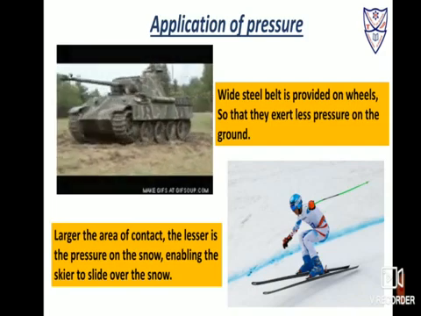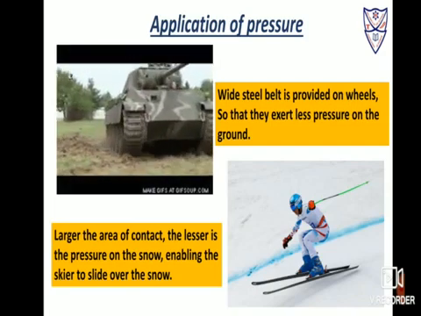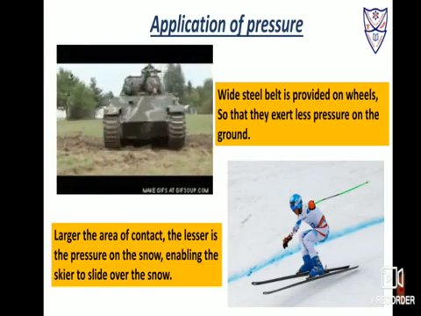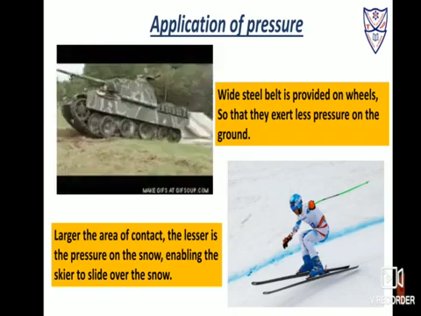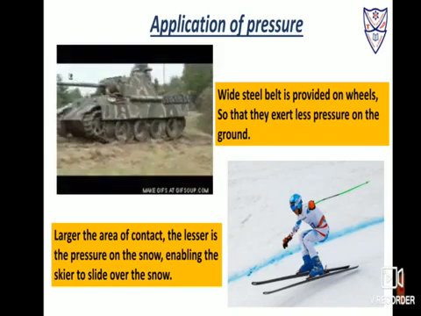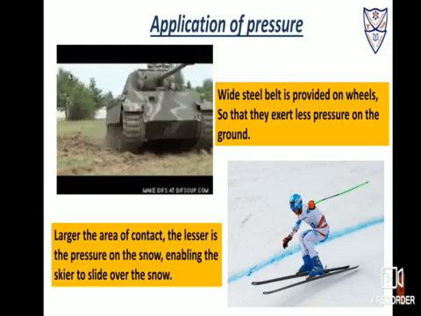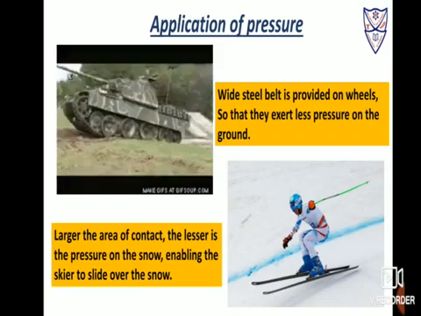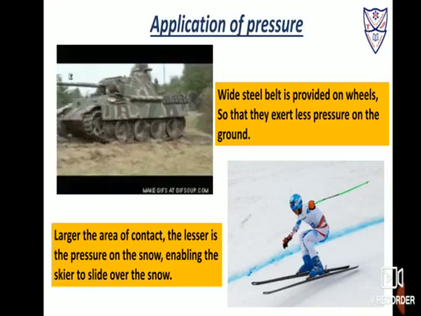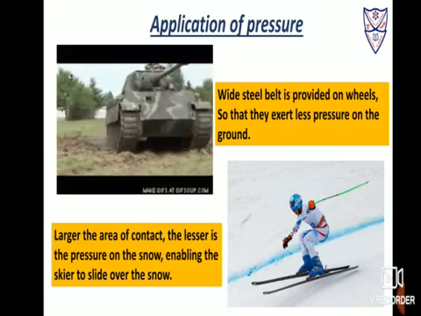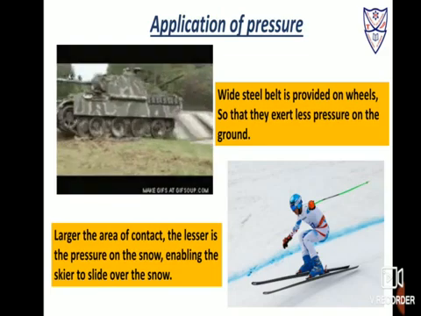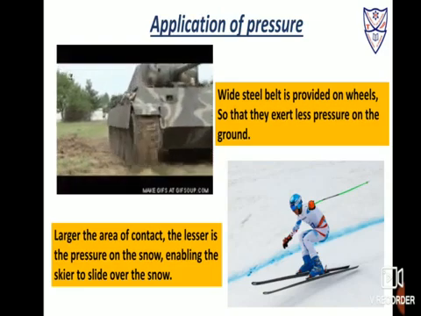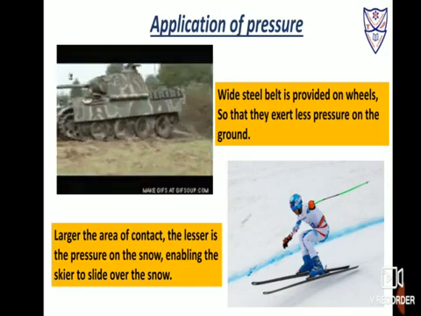Next you can see the image of an army tank. You will see a wide steel belt is provided over the wheels of the army tank, so that they exert less pressure on the ground and do not sink into it. So again, the larger the area of contact, the less pressure on the ground. Skiers use long flat skis to slide over the snow. The larger the area of contact, the lesser is the pressure on the snow, enabling the skiers to slide over the snow without sinking in it. So again, the larger the area of contact, the lesser is the pressure on the snow.